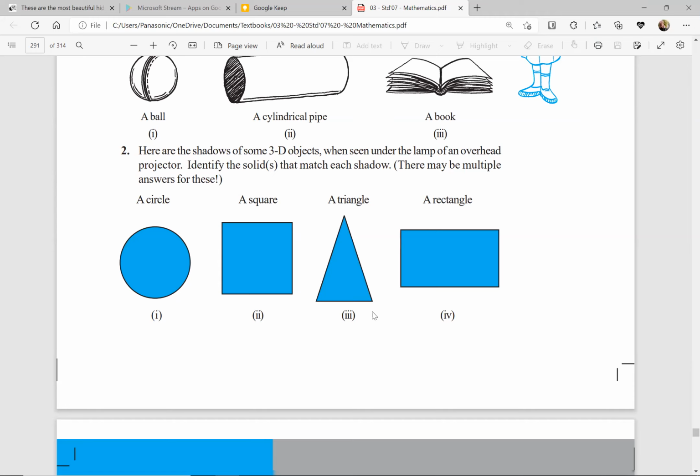A dice. How will a dice have a circular shadow? I'm talking about the circle. If the shadow is a circle, just now we saw some objects, and two of those objects had a circular shadow. Remember? Which two objects were they? A water bottle cap.